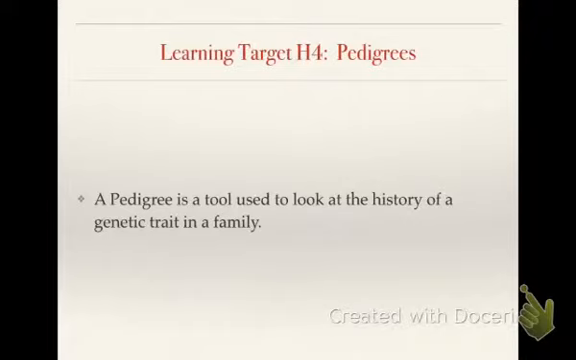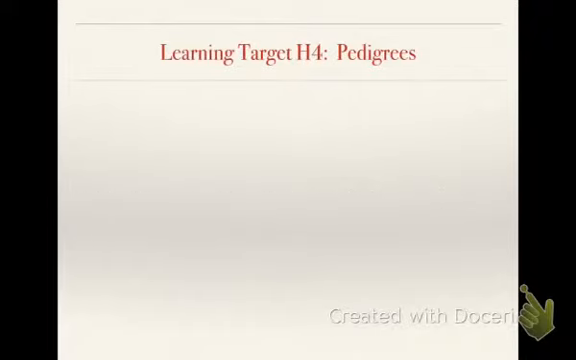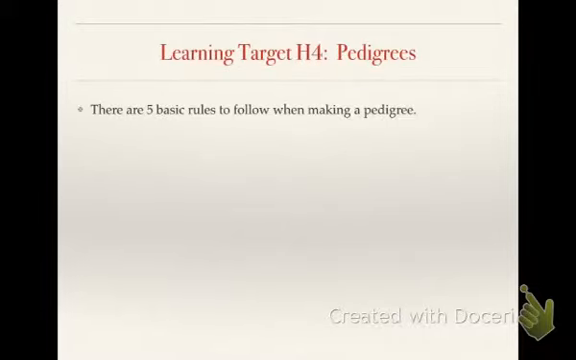It's used in lots of different industries, and let's take a look at how you would go about drawing a pedigree. There are 5 basic rules, and if you know these 5 rules, then drawing a pedigree is not terribly difficult. First rule: squares are boys and circles are girls.